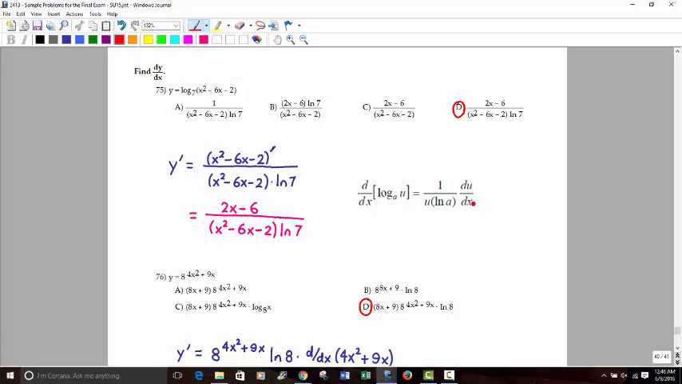It's not too difficult. So you take the derivative of what's on the inside here over what's on the inside with an ln of 7 on bottom. So the derivative of the inside here would be 2x minus 6 over the x squared minus 6x minus 2 times natural log of 7, and it fits answer D beautifully. So that's correct.